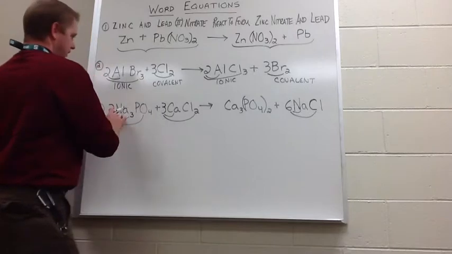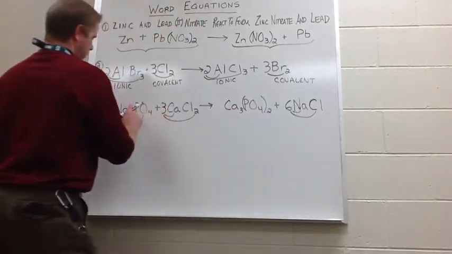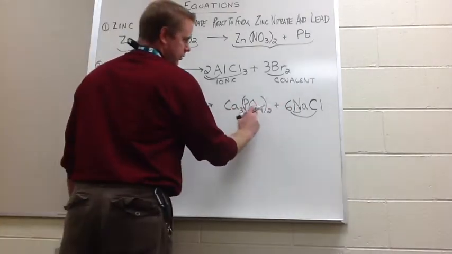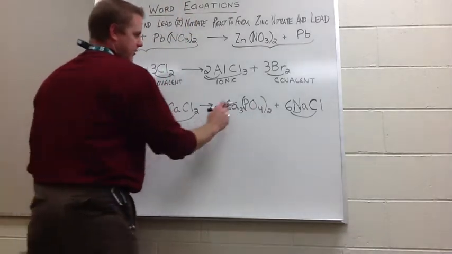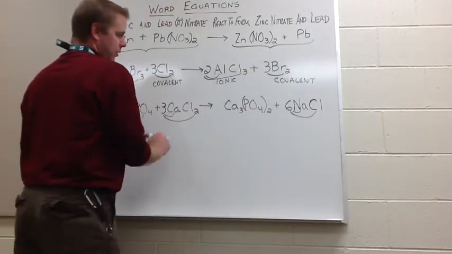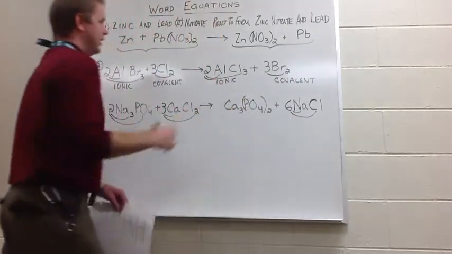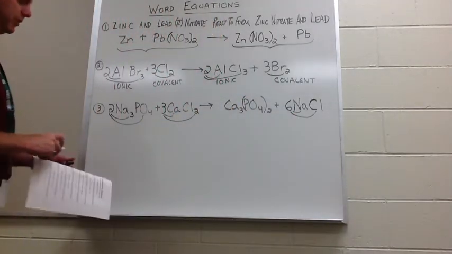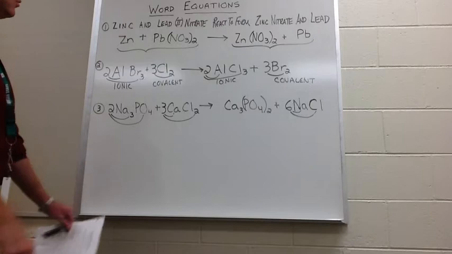Well, good, because PO4 is over here, and there are 2 of them. So, here we go, 6 Nas, 6 Nas. 2 PO4s, 2 PO4s. 3 Cas, 3 Cas. 6 chlorines, 6 chlorines, and it is indeed a balanced chemical equation. And that is 1 through 3 on the first page for word equations.